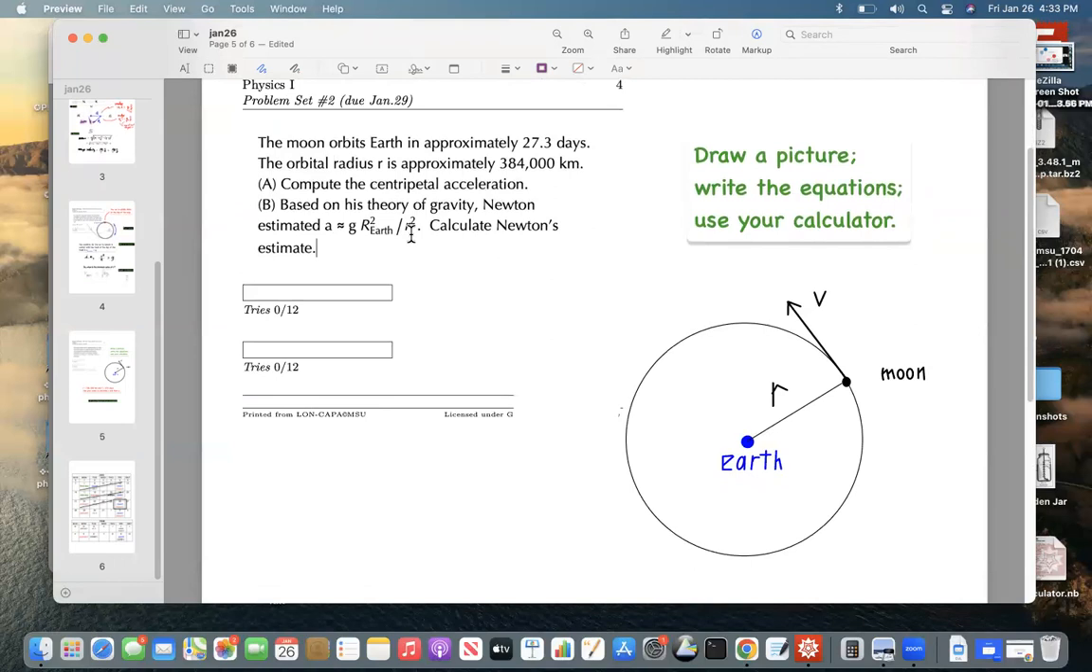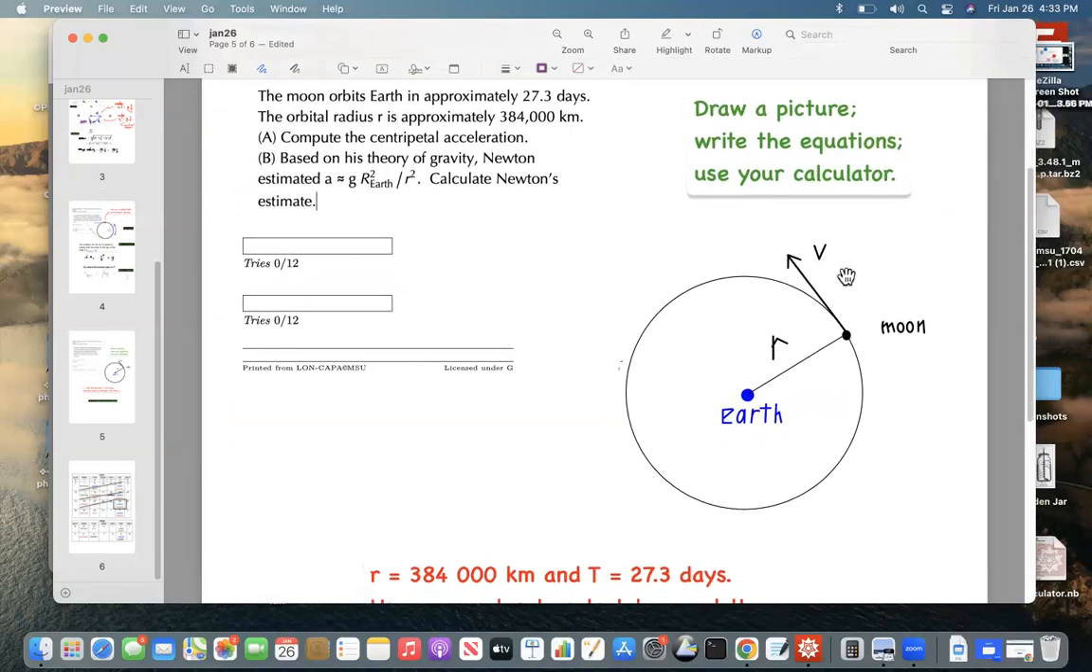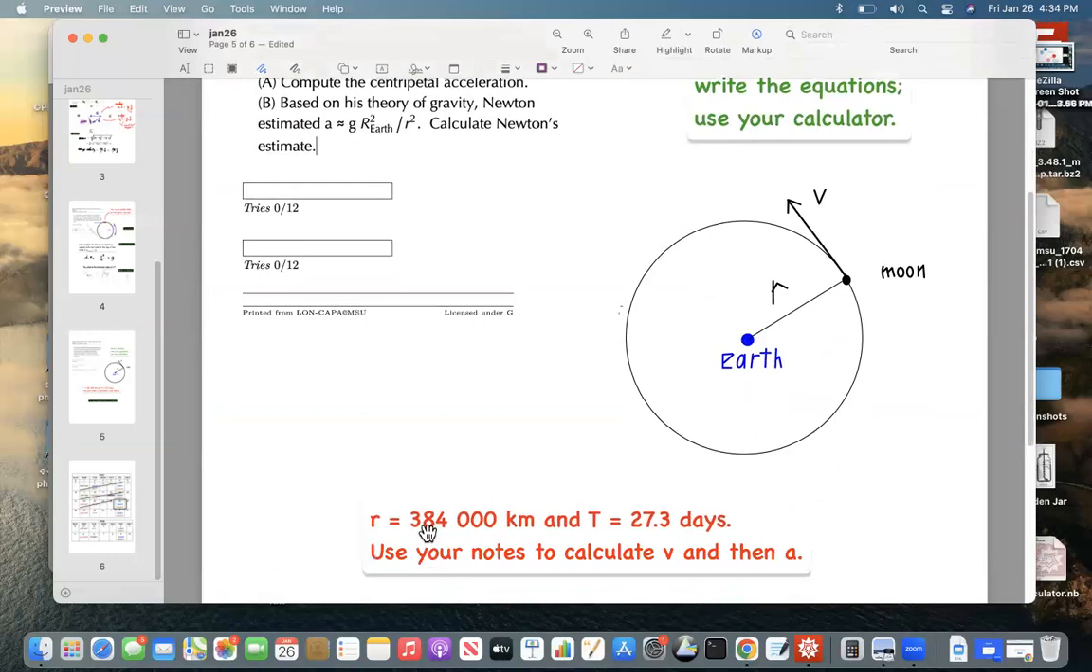Well, that's a lot like the problem we did a minute ago. So that's pretty easy. We draw the picture. Here's the picture. Here's the Earth. Here's the moon. Here's the distance from the Earth to the moon. There's a certain speed. The moon travels around the Earth once every 27.3 days. So R is given, 3.84 times 10 to the 8th meters. T is 27.3 days. Now, of course, you're going to want to convert that into seconds.